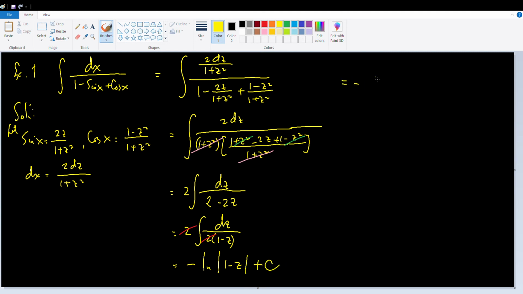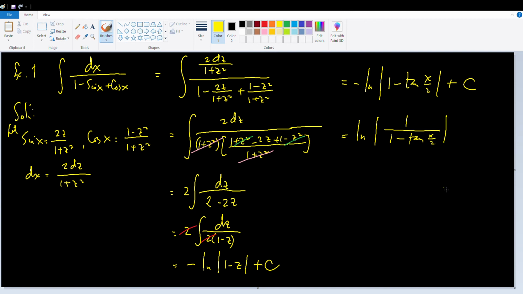So let us put back the original variable x by replacing z by tangent of x over 2 plus c. If you don't want to see the negative sign, we can simplify this to ln of 1 over 1 minus tangent of x over 2 plus c. So that is our final answer. Let us have another one.